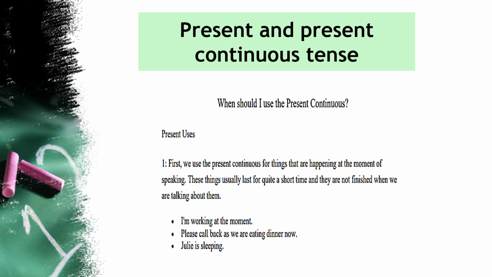Julie is sleeping. It's not Julie sleeps. No. Sometimes I could say Julie sleeps at 8 o'clock p.m. every day. So this is a habit that repeats every day, doing the same action. That's why we have to use the simple present tense. But during the time she is sleeping, we have to say that Julie is sleeping.